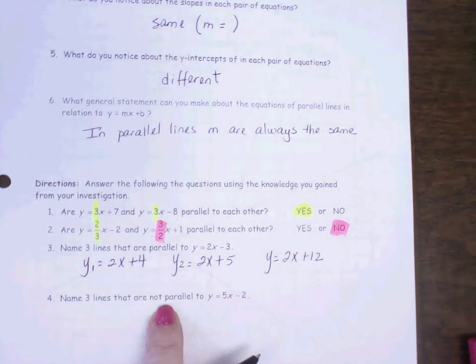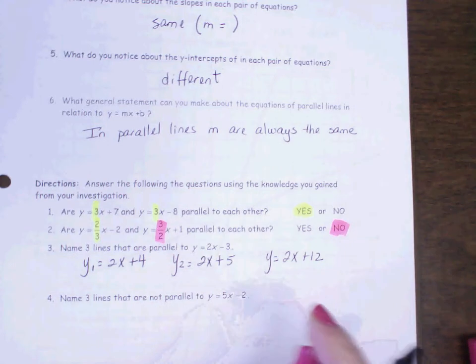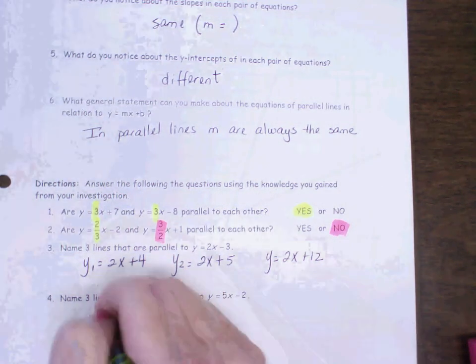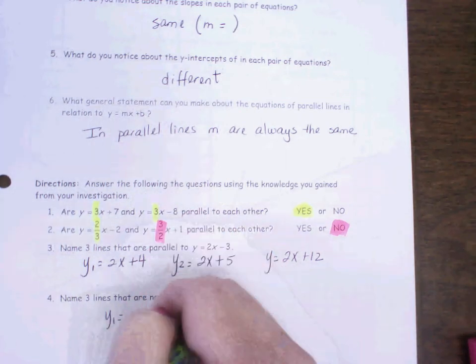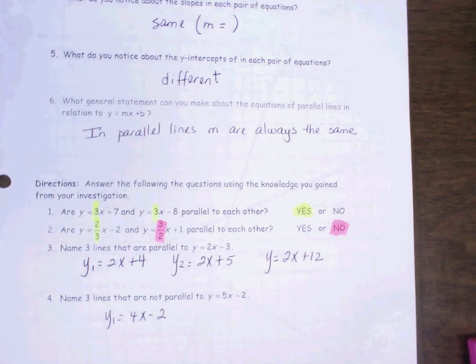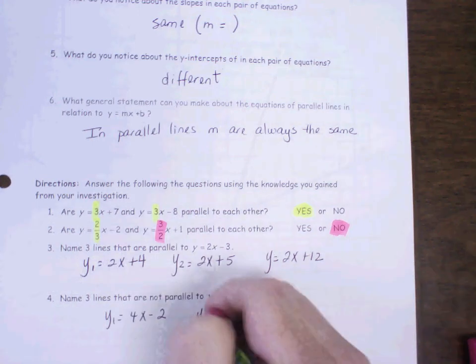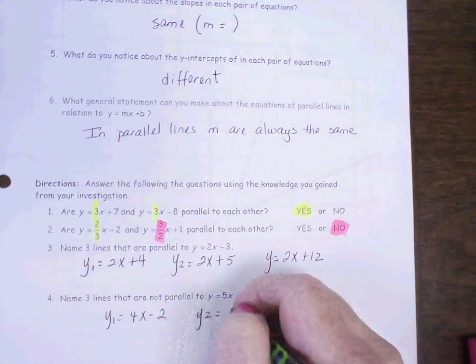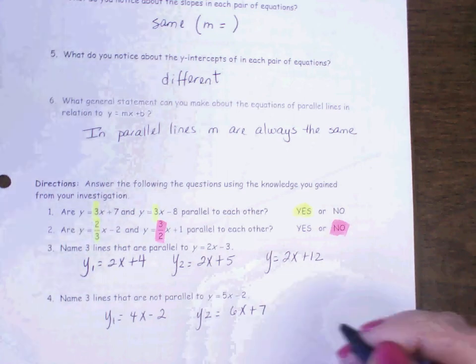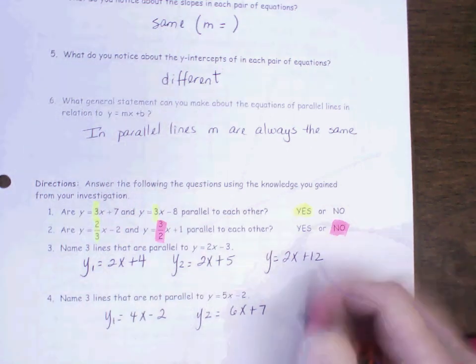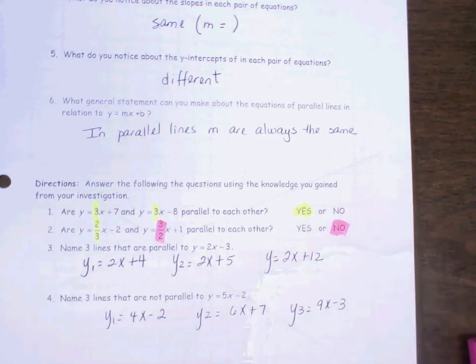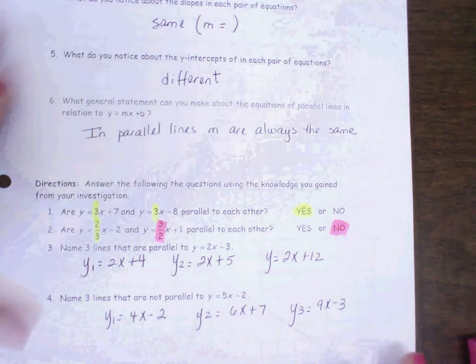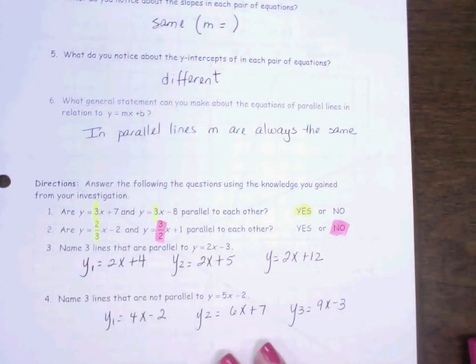That's it. All right, Dora, give me a line that is not parallel to 5x minus 2. Say that again. Very good. 4x minus 2. You just got to make sure that it's not 5x. Very good. Gabriel, give me another one. There you go. Good job. 6x plus 7. And Cornelius, give me the last one. There you go. Slopes are never the same. Good job.